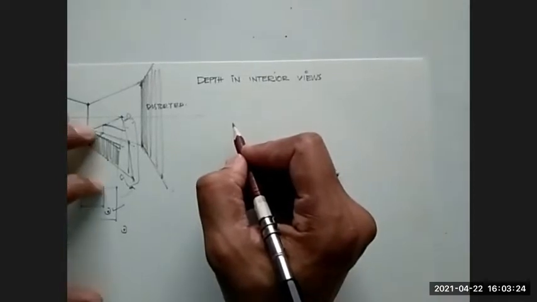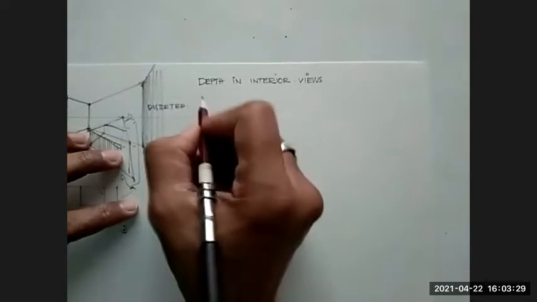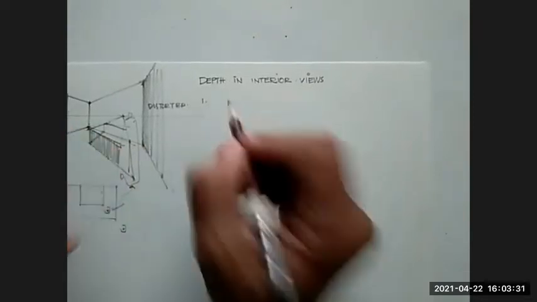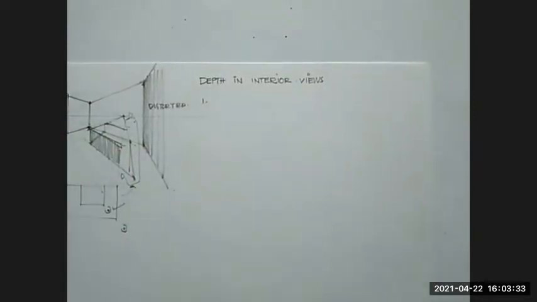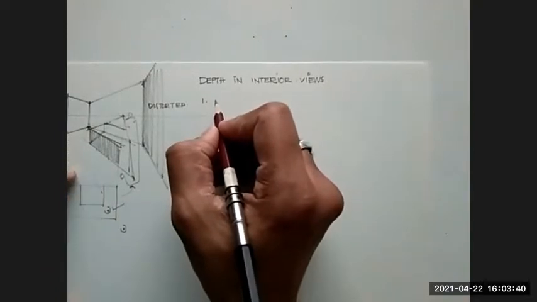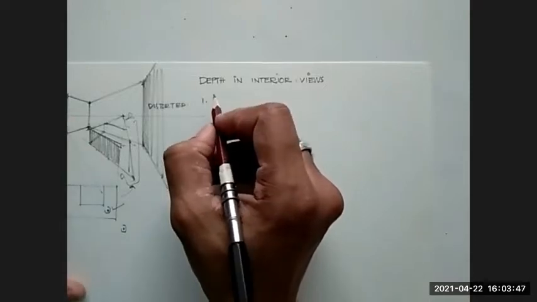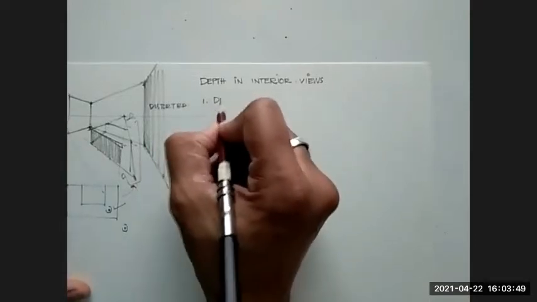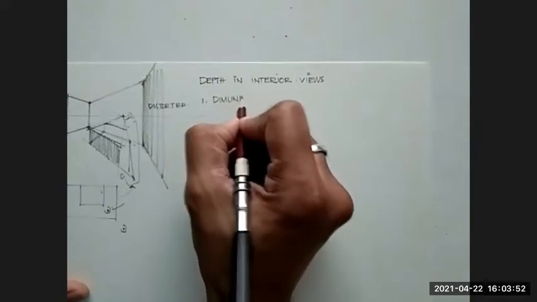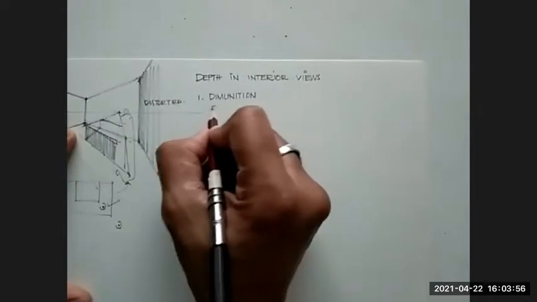So there are a few principles. First is that whenever we look into an interior view, our eyes are designed to see the perspectives. Whenever we see any object in relationship to the space or to any other object, we see the diminution happening. So the first principle is diminution. Diminution means reduction.